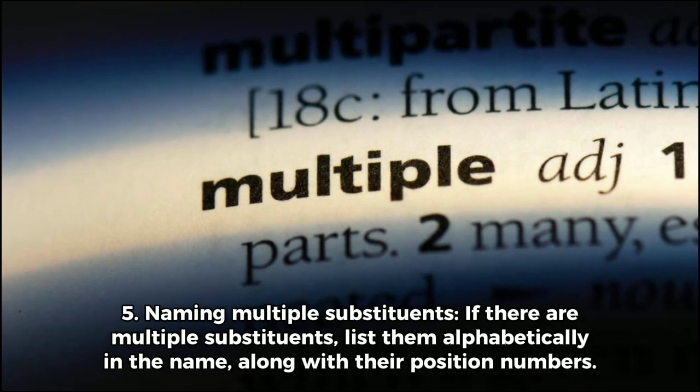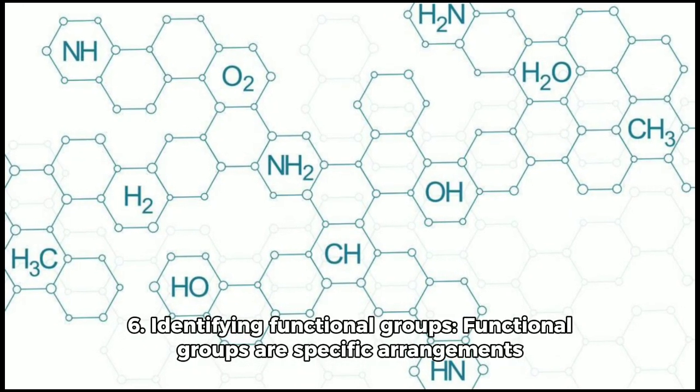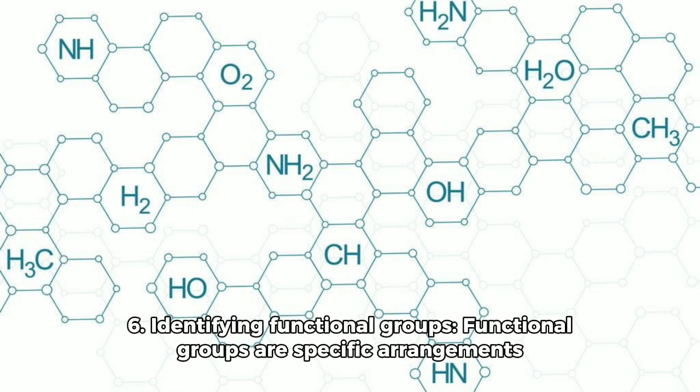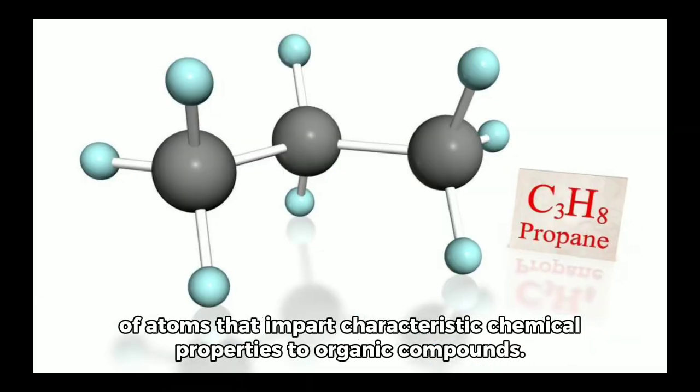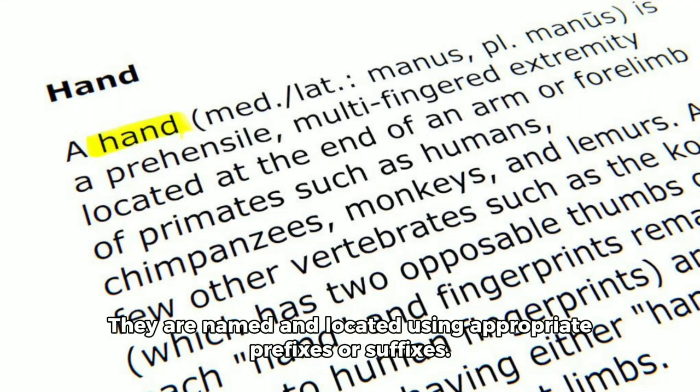5. Naming multiple substituents. If there are multiple substituents, list them alphabetically in the name, along with their position numbers. 6. Identifying functional groups. Functional groups are specific arrangements of atoms that impart characteristic chemical properties to organic compounds. They are named and located using appropriate prefixes or suffixes.